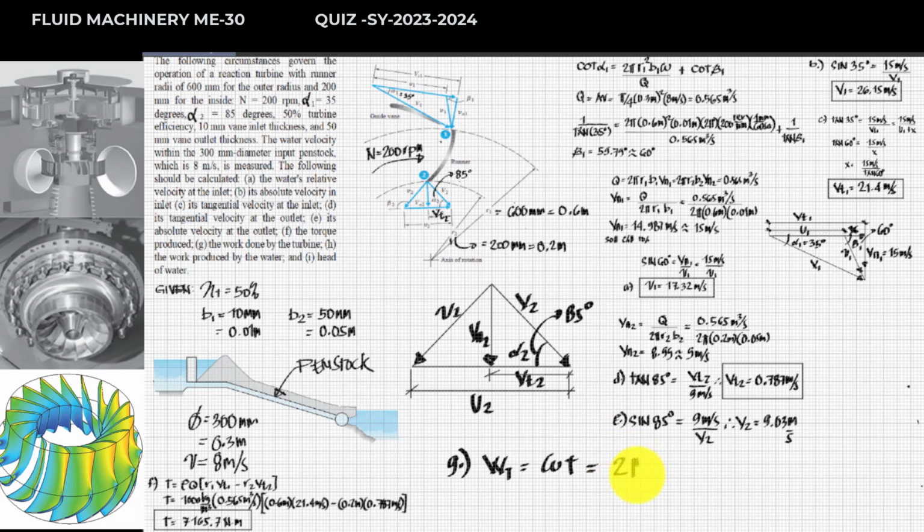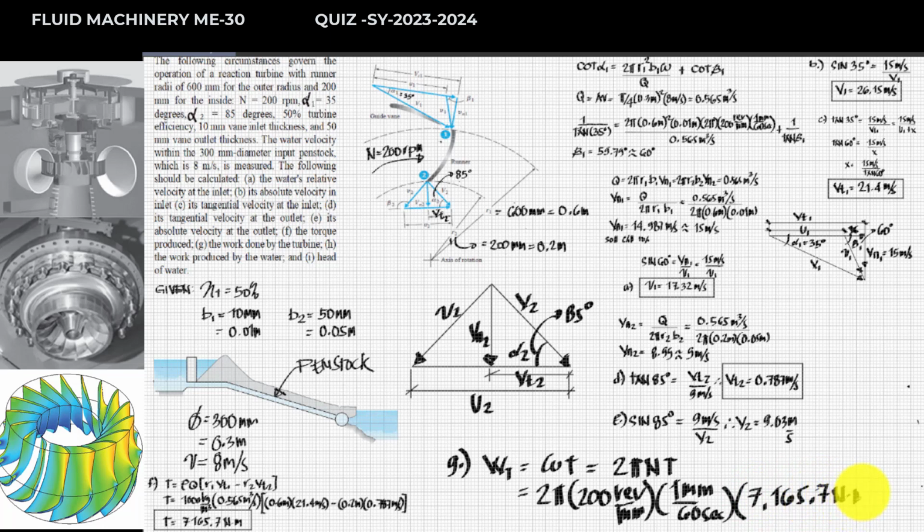My angular velocity will be 2π times n, then multiplied by the torque. Substituting the values, we have 2π times the value of n, where n is 200 rpm, so 200 rev per minute. Converting this, 1 minute is 60 seconds. And multiplying by the value of torque, this is 7,165.7 Newton meter.